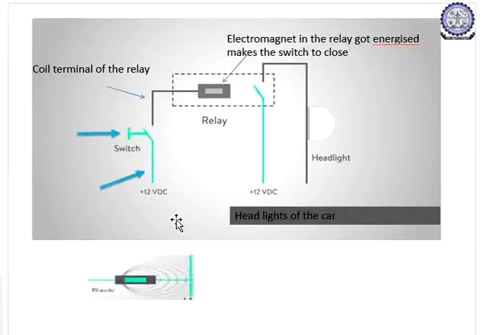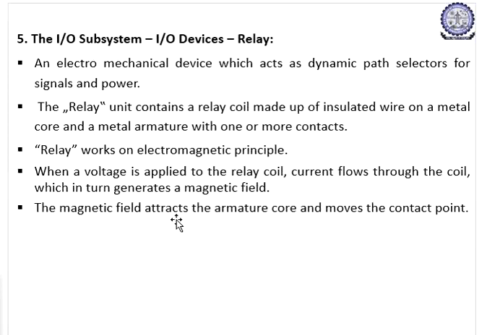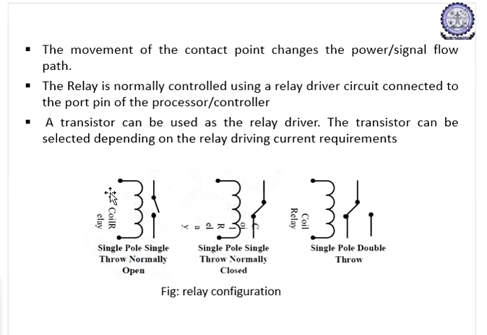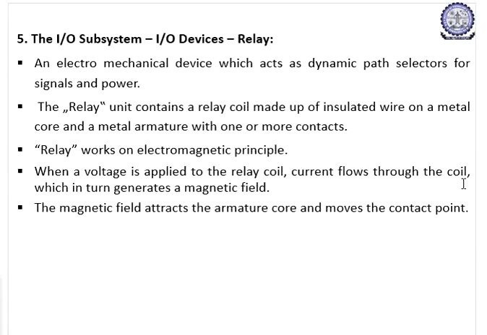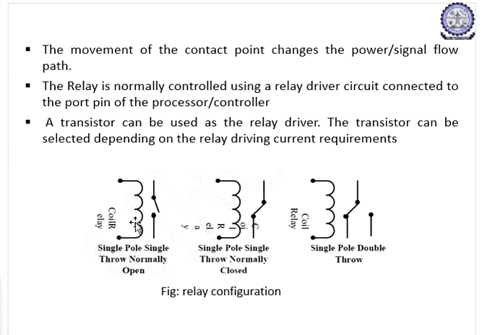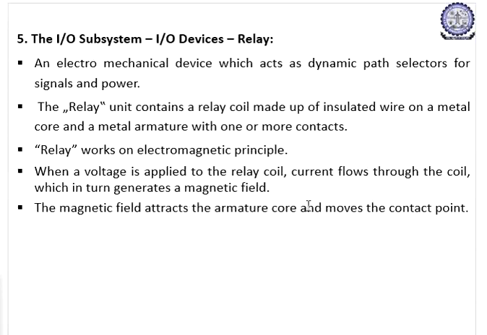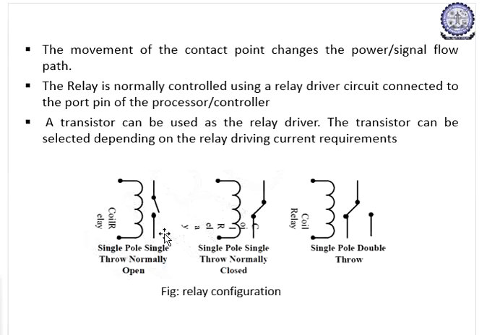Now let us see an example, and repeating once again, when the voltage is applied to the coil, it starts energizing the coil, which generates the magnetic field. The magnetic field attracts the armature core and moves the contact point to close or open. So this is normally in open state, this is normally in closed state. So this is called the normally open state.